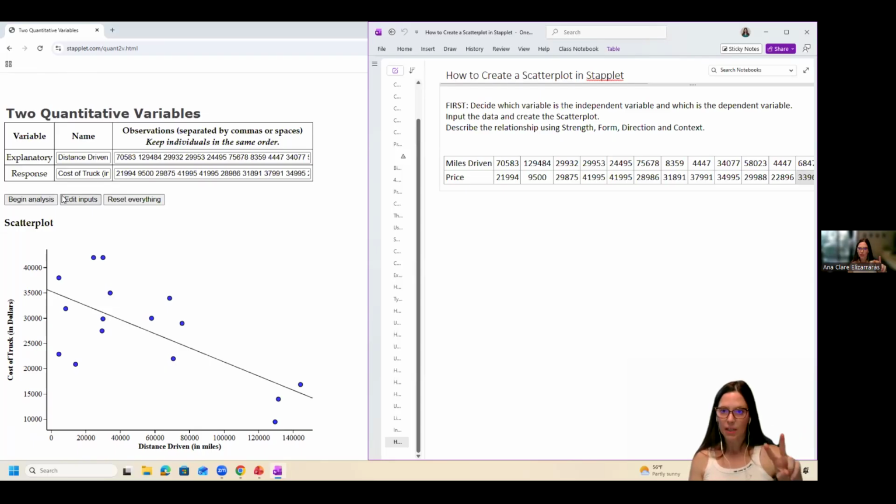So remember, bivariate data, you have two variables, miles and price, and you want to be dealing with numerical data because these are numbers.